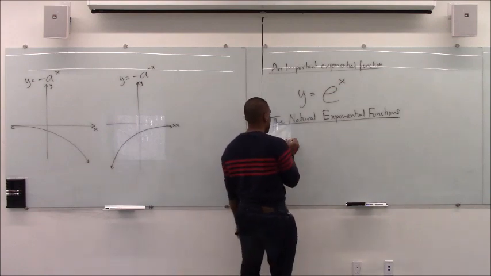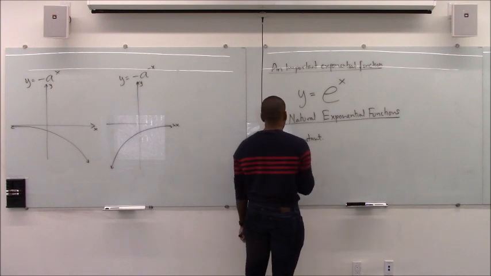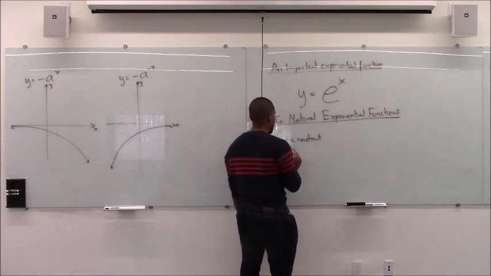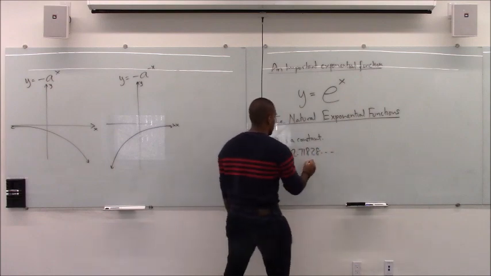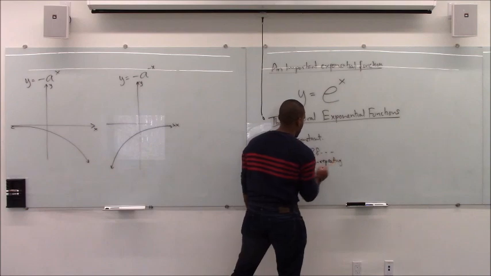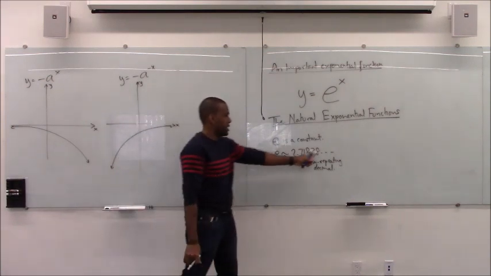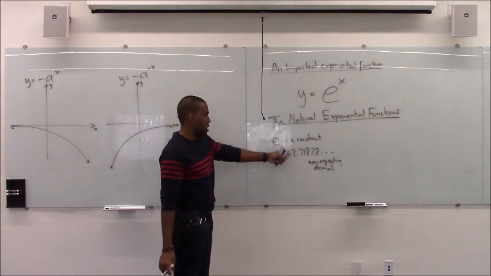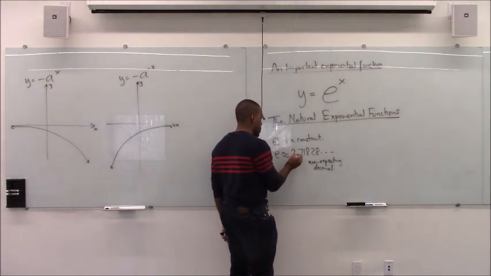E is a constant. Of course it is because it's an exponential function. It's roughly 2.7, non-repeating decimal. So no one has ever written down this number in its entirety because we haven't actually calculated all the digits. But it is relatively small. It's 2 point something, right? So it's less than 3.